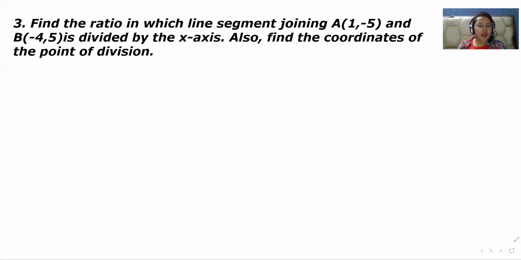The third question is to find the ratio. In this question, we have to find the ratio again in which line segment AB is divided by the x-axis. Also find the coordinates of the point of division. So what the question says, they have given you the coordinate of A, 1, minus 5, the coordinate of B, minus 4 and 5, and you have to find the ratio. So we'll consider it as K ratio 1, and the point is divided by the x-axis.